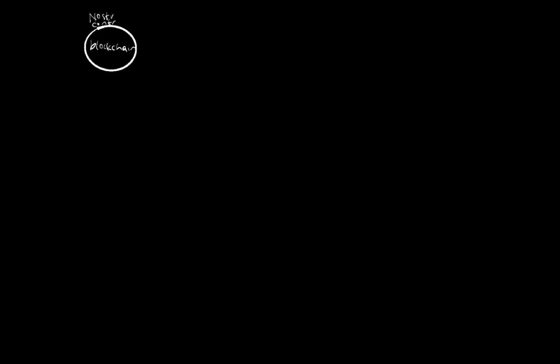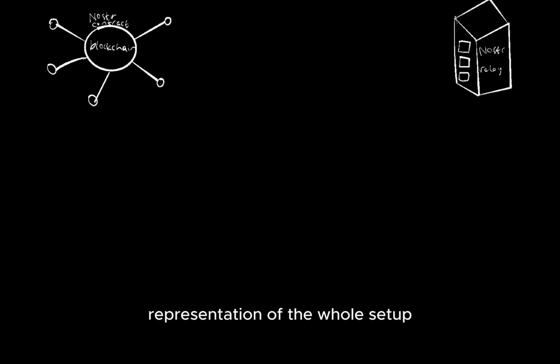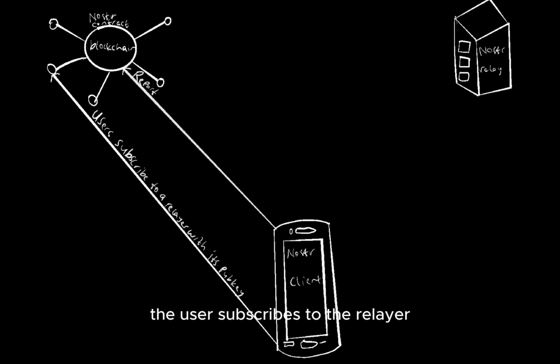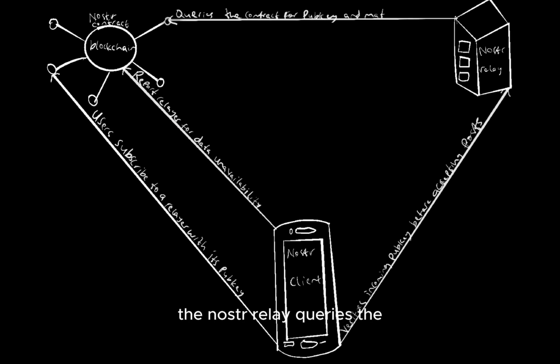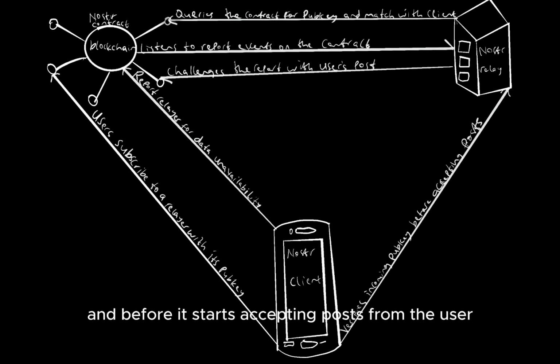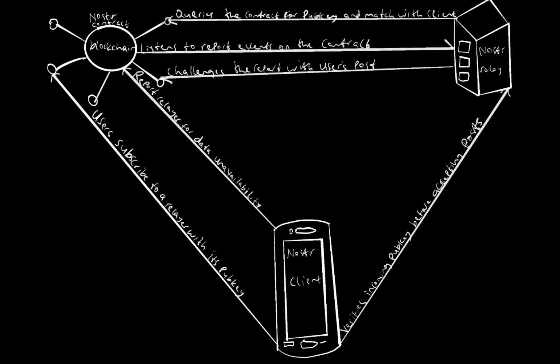So this is the diagrammatic representation of the whole setup. What it basically does is that the user subscribes to the relayer with its public key. The Nostr relay queries the contract for the public key and matches it with the client, and before it starts accepting posts from the user, the user can report the relayer to the contract for data unavailability. The Nostr relay listens to report events on the contract that match its ID and challenges the report with the user's post.